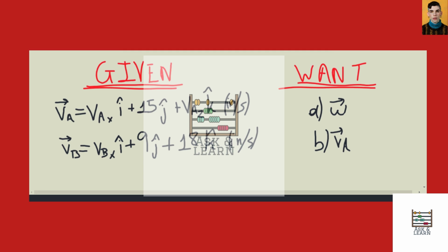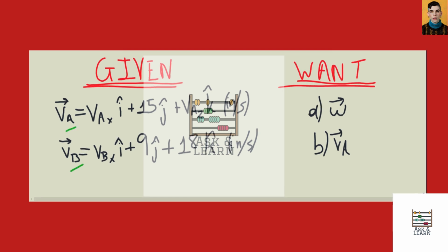So for problem 15.187, we'll be given some components of the velocity vectors for points A and B of the antenna. We'll be given the y component of the velocity for point A in inches per second, and we'll be given the y component and the z component of the velocity at point B, and we've been asked to find the angular velocity and the whole expression for the velocity at point A.